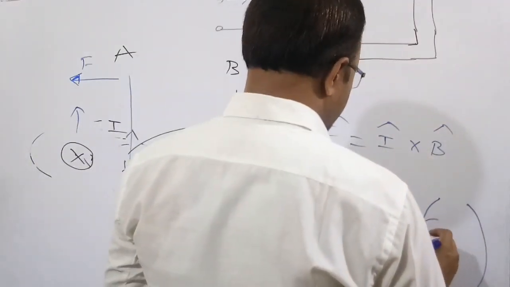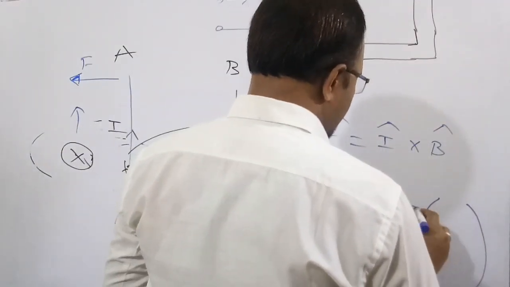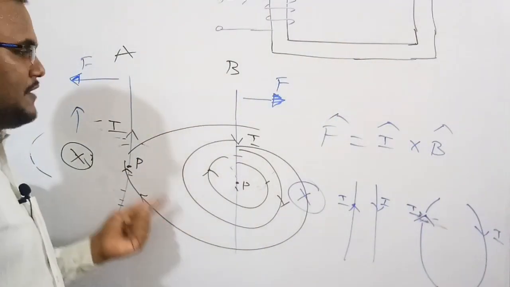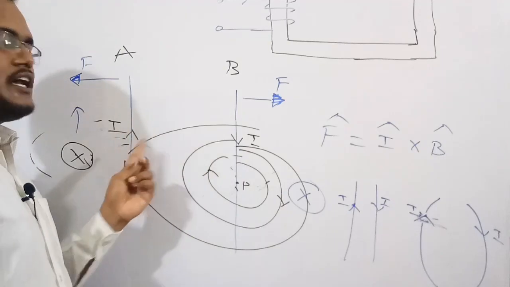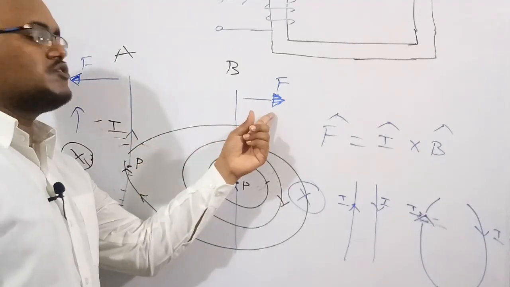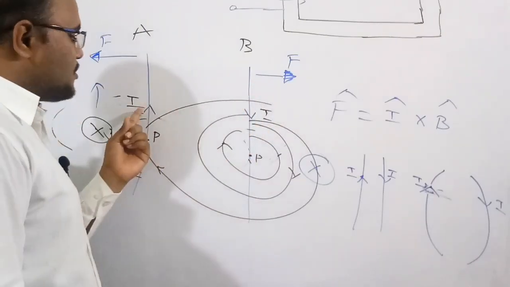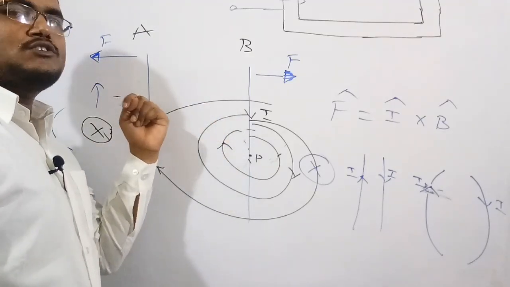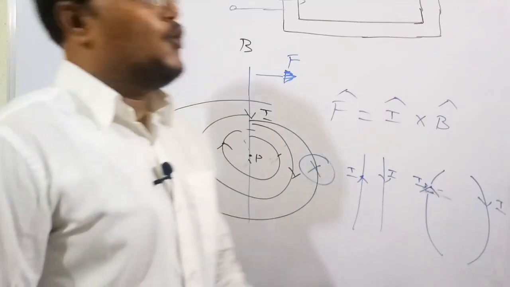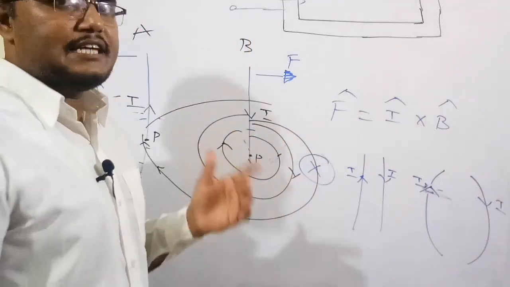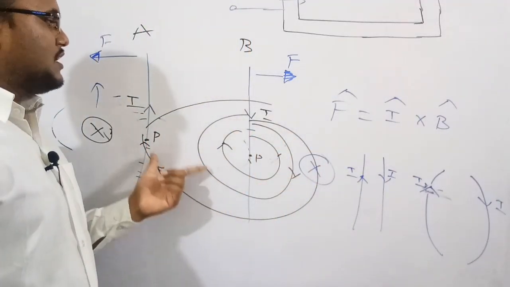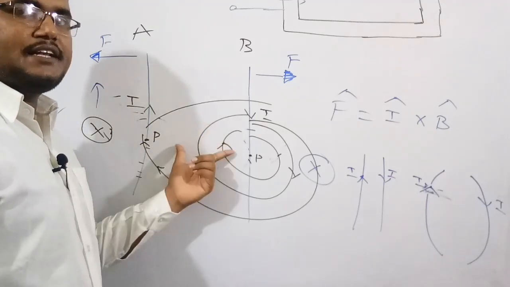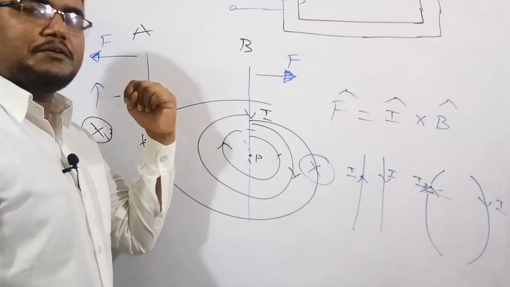So finally what I am trying to say is, whenever both the current directions are different, there will be a force of repulsion. Suppose the direction of the current is the same in both the wires, then there will be a force of attraction. I am repeating it again. Whenever the current direction is the same in both the wires, there will be a force of attraction, and if the current directions are different, then there is a force of repulsion.